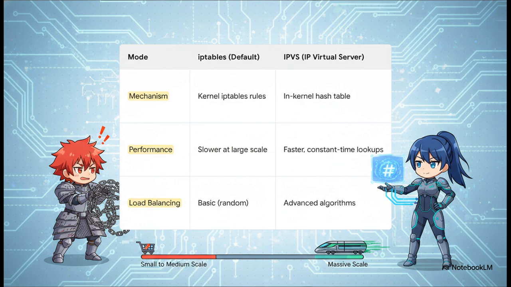That's when you can flip the switch to IPVS mode. It uses a much more efficient hash table right inside the kernel, giving you super fast lookups and even smarter load balancing options. This is a real-world decision you have to make. Stick with the old reliable or opt for the high-performance engine for your massive scale cluster. It all comes down to your needs.